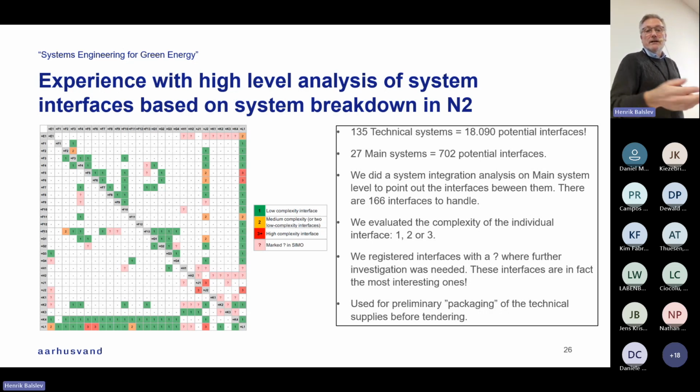And also the interfaces with the question mark are actually very interesting, because we know there's an interface, but we don't know what it is. But we certainly have to dig down and find out what it is. So this was actually used for trying to make the best packaging of these technologies in the tender process that we're going to do.